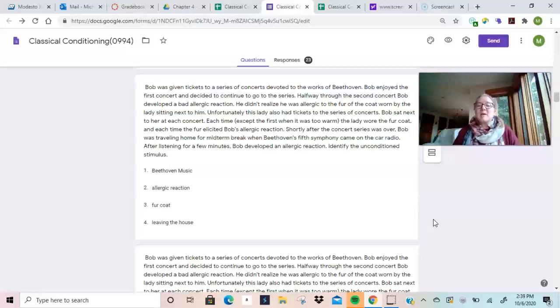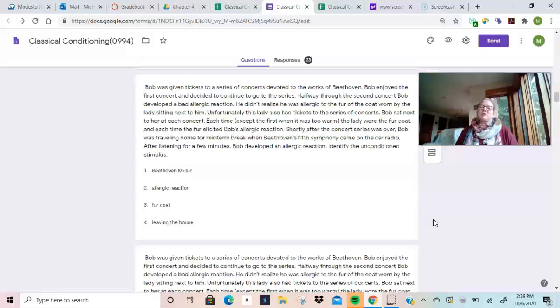And each time, except for the first one, it was too warm. The lady didn't wear the fur coat. Every time after that, she wore the fur coat. And each time, the fur elicited Bob's allergic reaction. Shortly after the concert series was over, Bob was traveling home for midterm break when Beethoven's Fifth Symphony came on the car radio. After listening for a few minutes, Bob developed an allergic reaction.